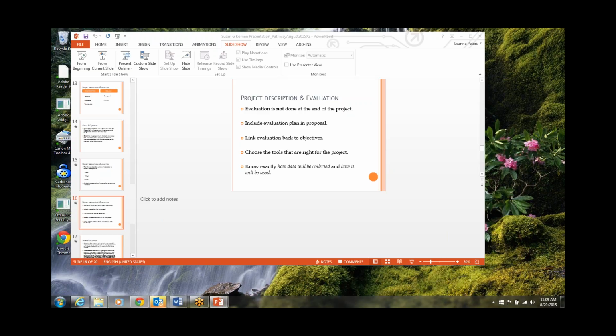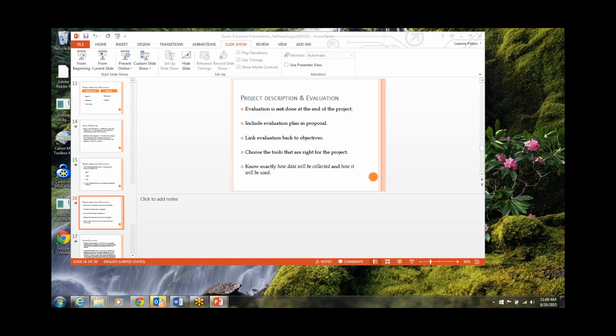So we kind of talked about this. Include the evaluation plan in your proposal. So make sure you say how you're going to do it. I'm going to do a survey. I'm going to do an interview, and I'll show you an example in just a minute that I pulled from another grant application. And make sure you link your evaluation back to your objectives.